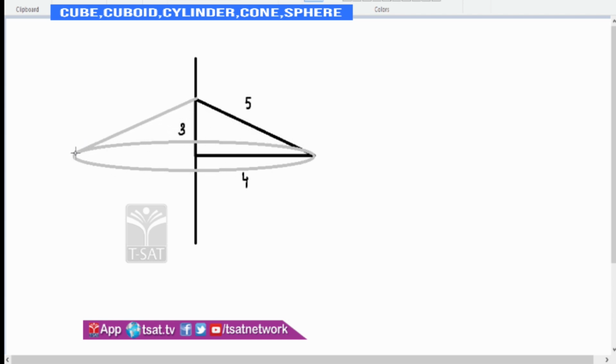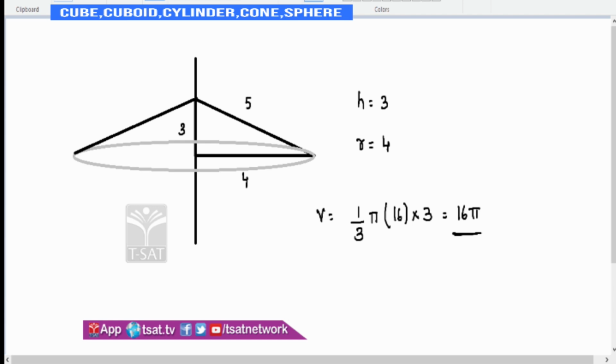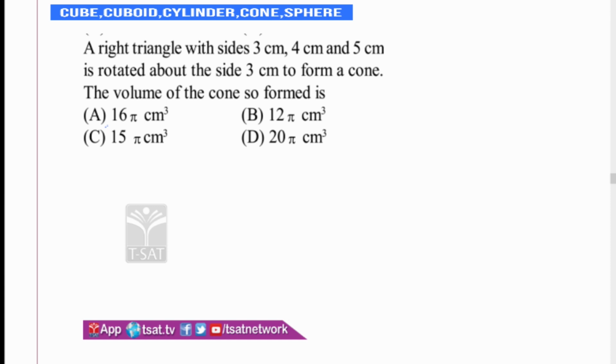Therefore, for that cone formed, what is the height? The height of the cone formed is 3. What is the radius of the cone formed? It is 4. All you need to find out is the volume. Volume is 1 by 3 pi radius square. 4 square is 16 into 3. 3 cancels. 16 pi is the volume. So the answer here is 16 pi.